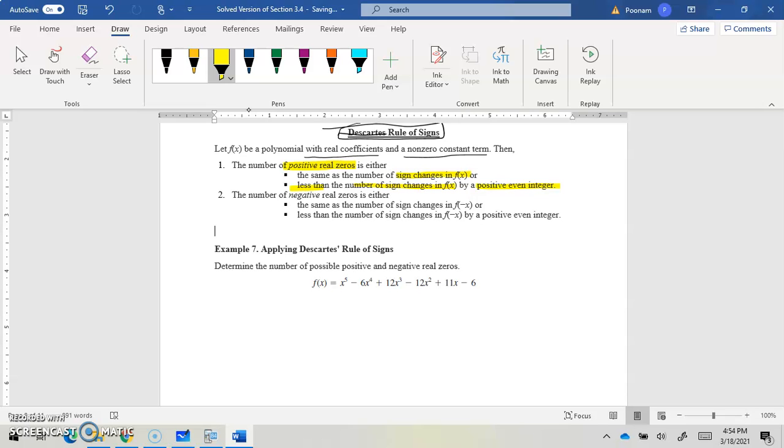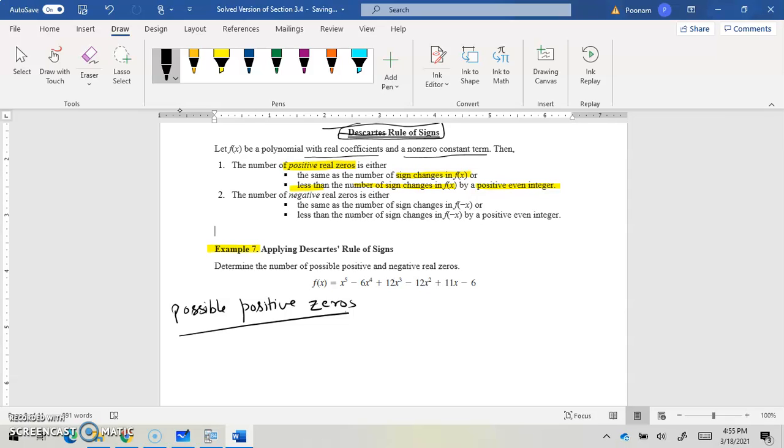Okay, I would like to teach this using an example. Let's look at example number 7. Function f of x is given as x raised to power 5 minus 6x raised to power 4 plus 12x cube minus 12x square plus 11x minus 6. Let's just look at first the possible positive zeros.